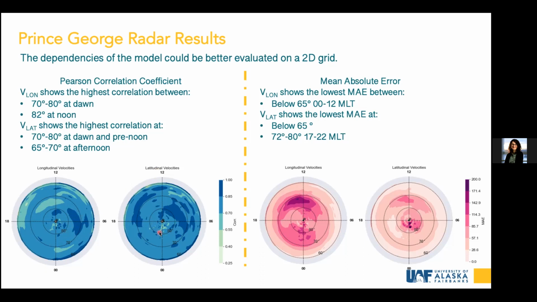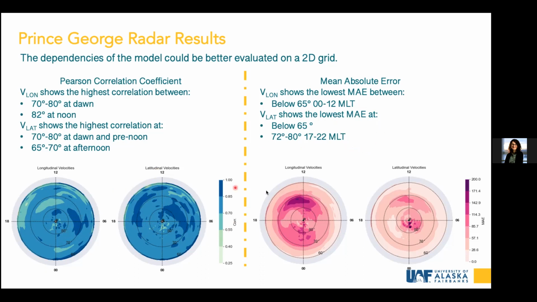And for the latitudinal velocities, we have some sort of a piecewise type of performance evaluation. Here you can see between 70 to 80 degree, dawn to pre-noon region does really well in correlation. And then here as well, between 65 to 70 degree, post-noon to the afternoon sectors also record high correlation coefficients.